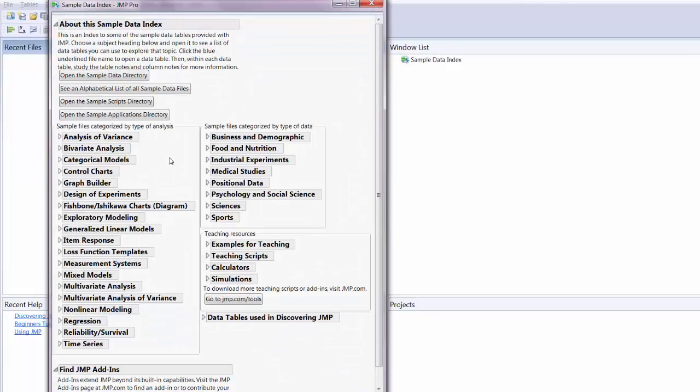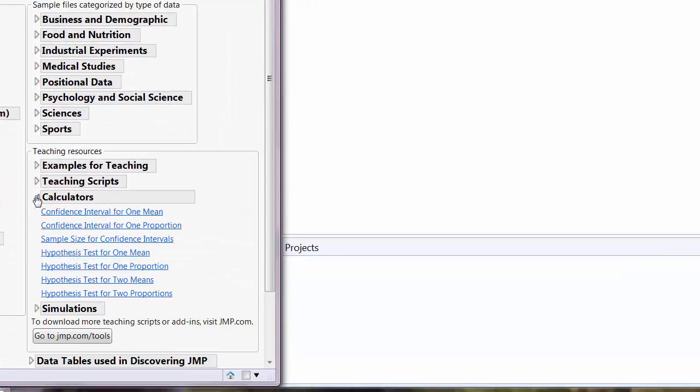and it brings up a new menu, and we're going to be going underneath this Teaching Resources box here. We'll click on Calculators. So there's actually a calculator for all of the inference procedures we're going to learn in this class. What we're doing now is confidence interval for one proportion, so that's what we'll click on here.